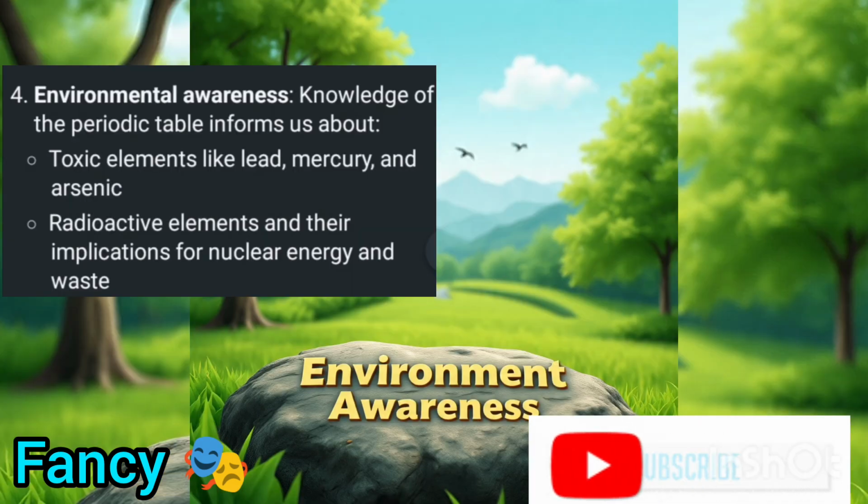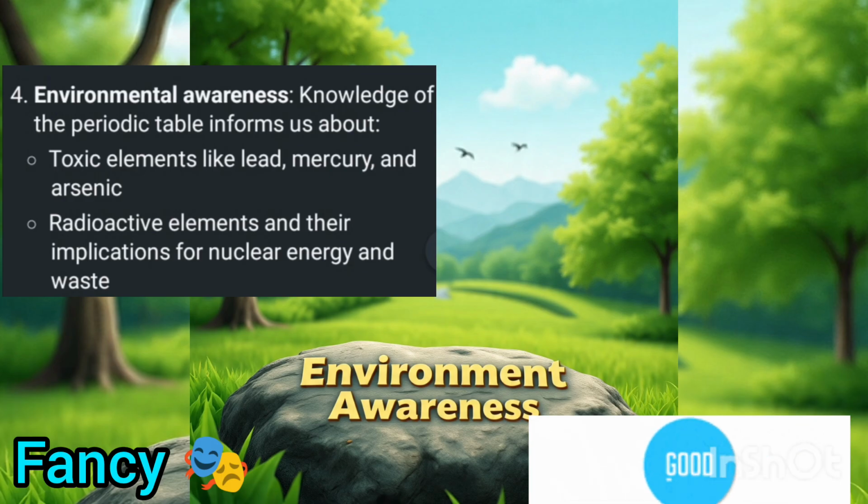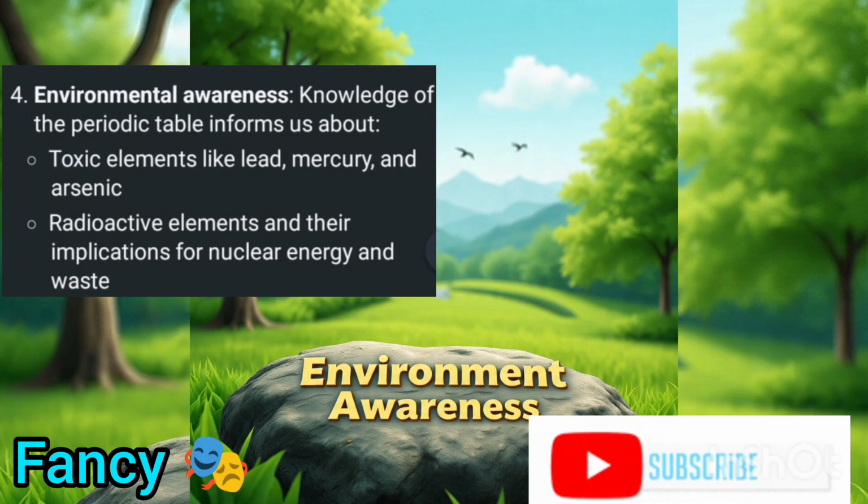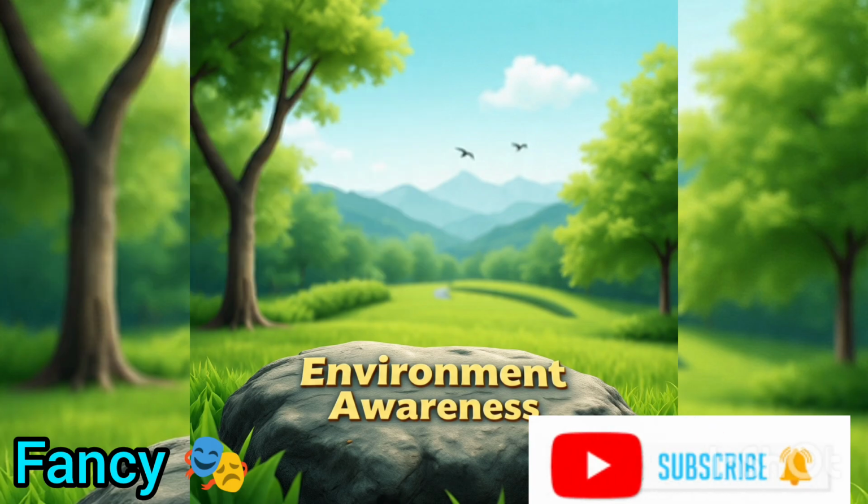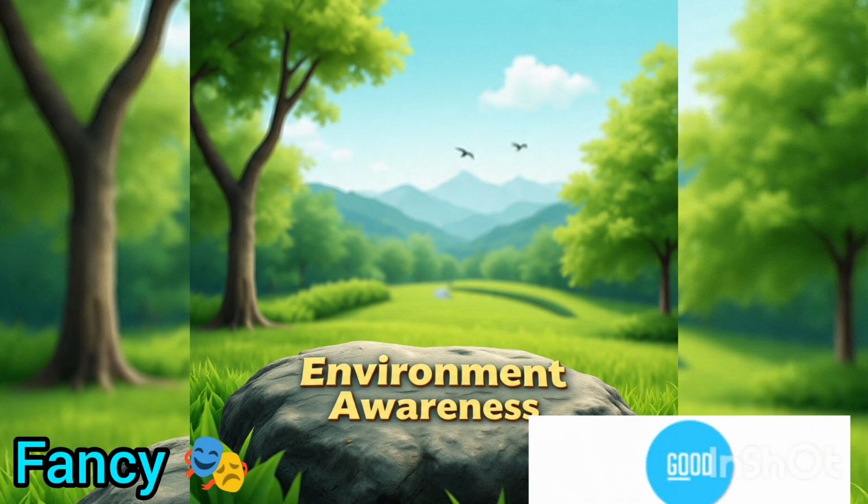Coming to the next point is environmental awareness. So, by knowing the elements which are very toxic, which are very harmful to the environment, we can protect our ecosystem from those toxic elements, isn't it? So, the elements which are toxic, like lead, mercury, arsenic, and the radioactive elements which we study in the transition elements, no, it is also very helpful to be aware of the environmental concern.